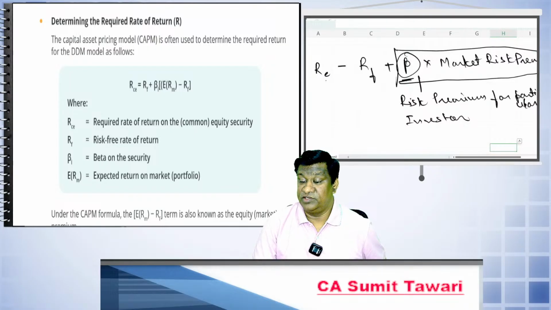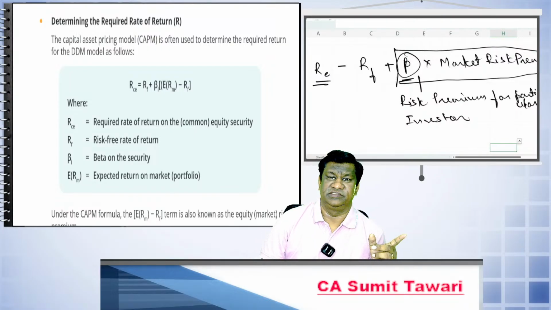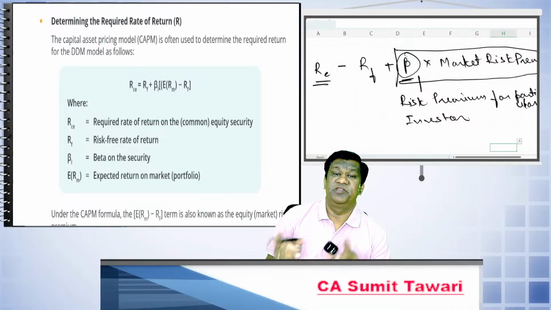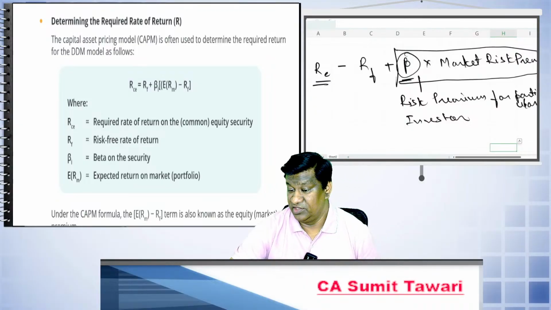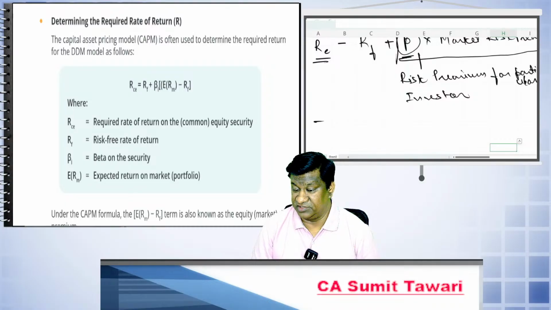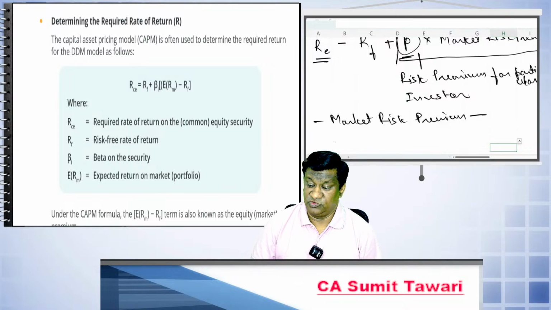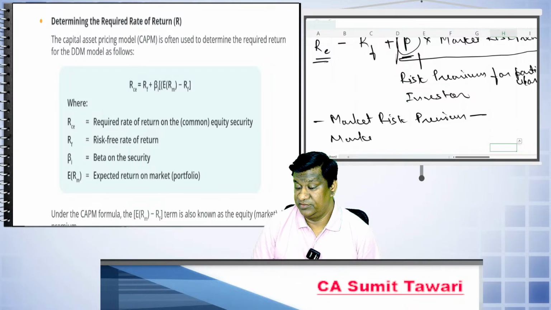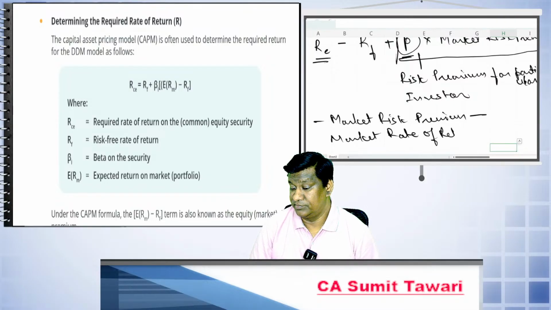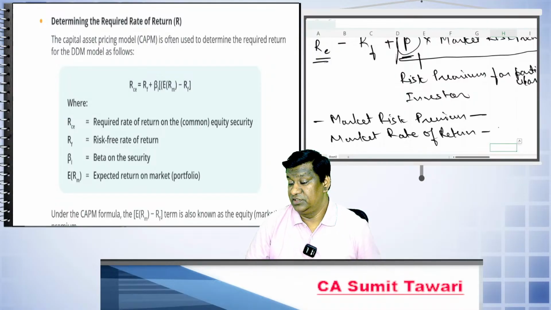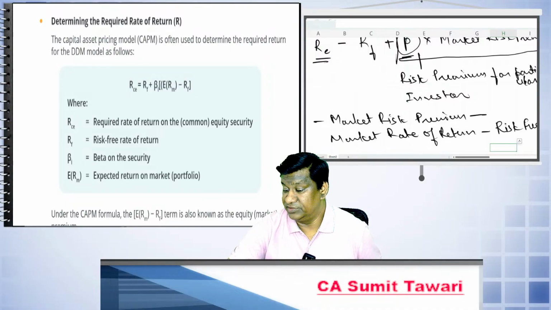Okay, we are calculating the expected rate of return for a particular investor, so we need to consider the risk premium for that particular investor. So first we understand the market risk premium. Market risk premium is basically the general premium, and it is very easy to calculate. So market rate of return minus risk-free rate of return. This is market risk premium.